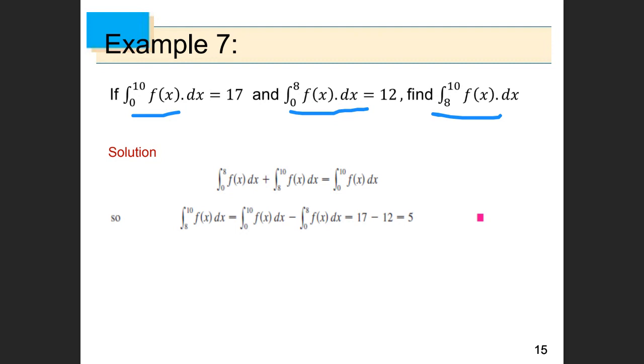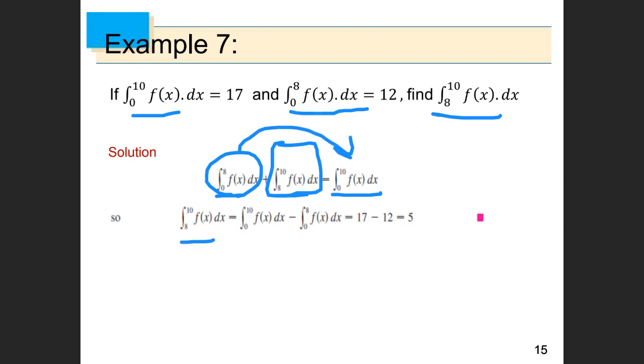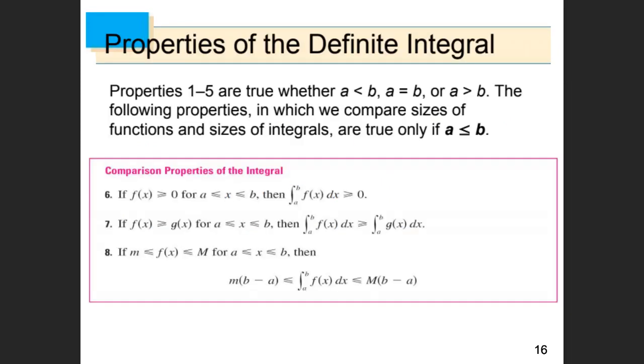Now you can already see I give you 0 to 10 and the integral from 0 to 8. So you can start by saying that the integral from 0 to 10 is equivalent to 0 to 8 plus 8 all the way to 10. Now this is what you're looking for, this piece here. So you just need to make that the subject. So you take this piece here to the other side. And if you do that, you have the integral from 8 to 10 is just the integral from 0 to 10 minus the integral from 0 to 8. So just 17 minus 12 is 5. Very easy, right?